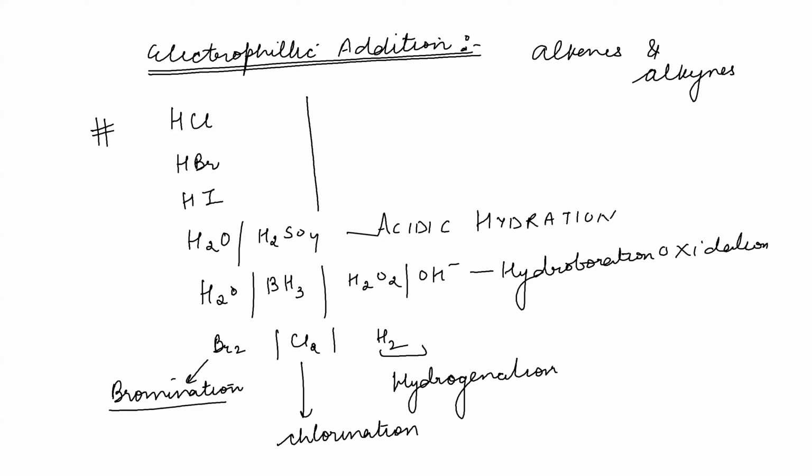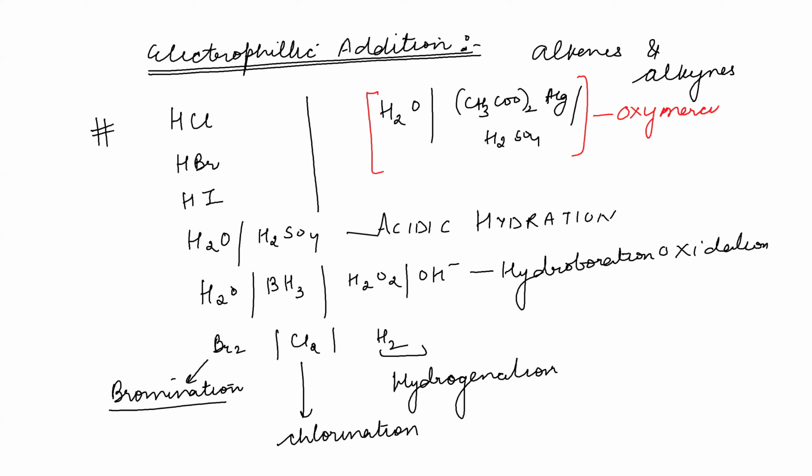Also, we have the addition of water in the presence of mercuric acetate along with H2SO4. That is another addition, and this is basically called oxymercuration-demercuration. Okay, so this is one part. Now understand. When we are dealing with the electrophilic addition reactions, these are various reagents we can add. One more reagent. So we have 1, 2, 3, 4, 5, 6, 7, 8, 9.